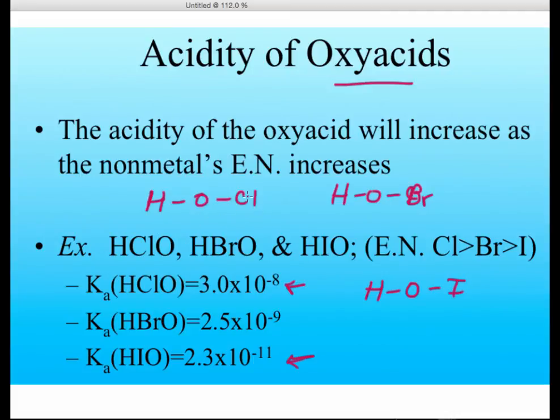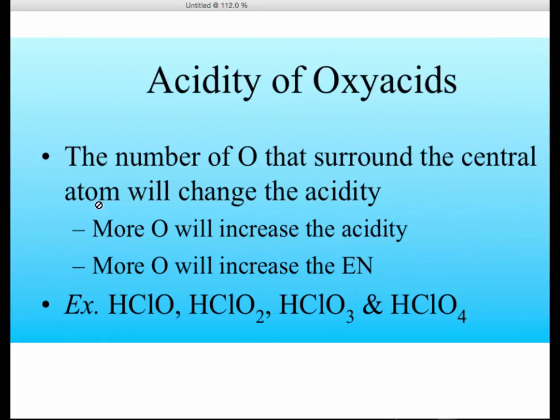Because of the electronegativity differences. If I substitute in an element that's more electronegative, it makes that polarity greater than the polarity down here. And then the last thing to look at is the series of same elements.